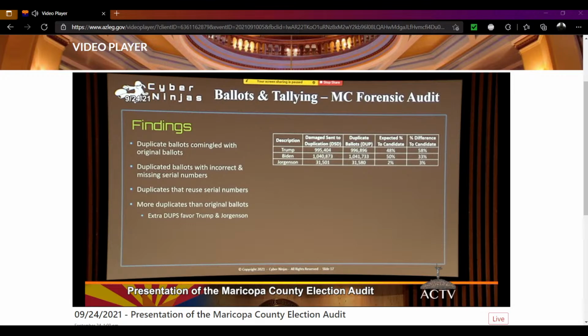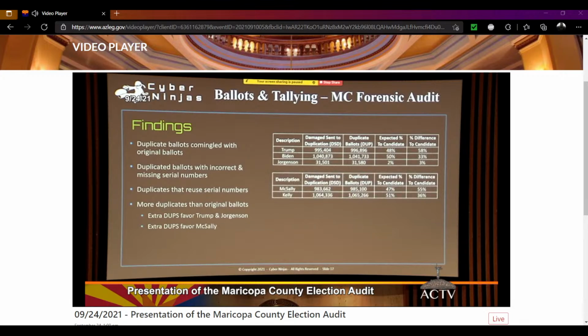You can see what they actually have at the difference. In reality, Trump had 58% of the duplicates, 33 and 3. So both Trump and Jorgensen gained slightly with the duplicate process. Same thing when we take a look at the Senate race. It favors slightly McSally, not necessarily as much as in the other case. Both of these percentages are within the realm of error, of just human error, of making mistakes.